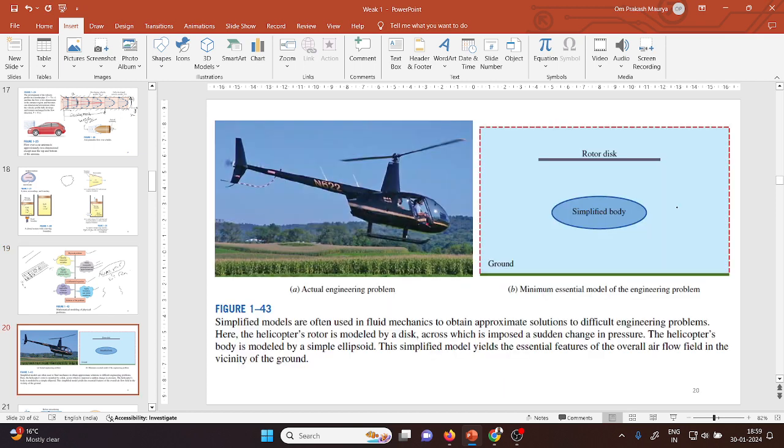Now coming to the next thing: how people approach this concept of physical to mathematical. If you see here, the actual engineering problem is an aeroplane, but the simplified body of the aeroplane is shown here, and the rotor disc is shown here. So we simplify the problem with assumptions and approximations, and try to understand what is happening around this body. Based on that we will design something.